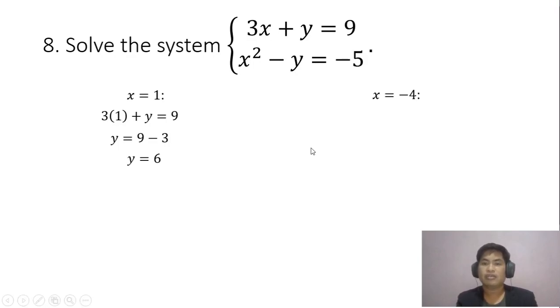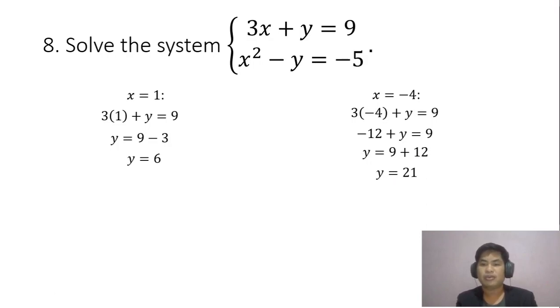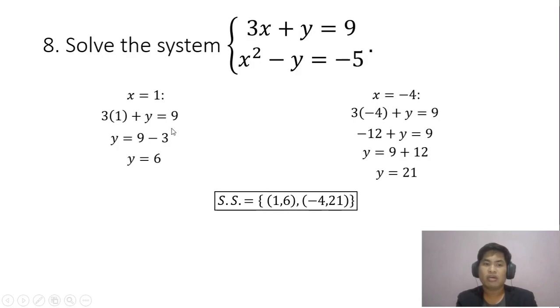Then, if x is equal to negative 4, we also just replace, right? 3 times negative 4 plus y is equal to 9. That is negative 12 plus y is equal to 9. We transpose the negative 12 to the other side. So, y is equal to 9 plus 12. 9 plus 12 is 21. So, we have y is equal to 21. So, we have 2 points. So, the solution set are (1, 6) and (negative 4, 21).